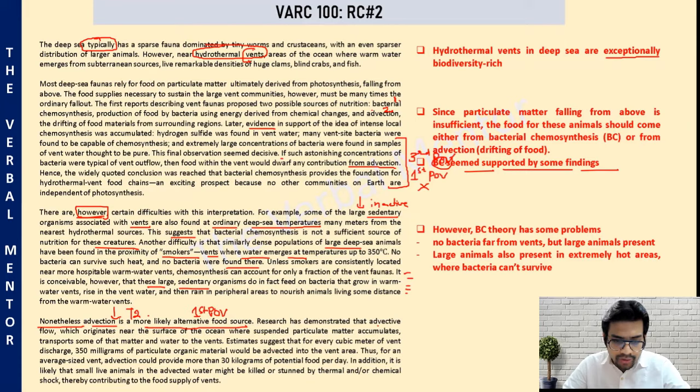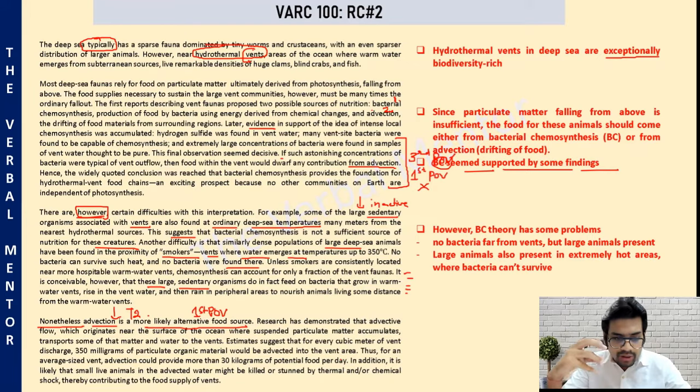Research has demonstrated that advective flow, which originates near the surface of the ocean, where suspended particulate matter and food particles accumulate, transports some of that matter and water to the vents. Okay, so advection basically means drifting of the food particles from surface waters to the vent regions. And that estimate suggests that for every cubic meter of a vent discharge, 350 milligrams of particulate organic matter would be advected into the vent area.